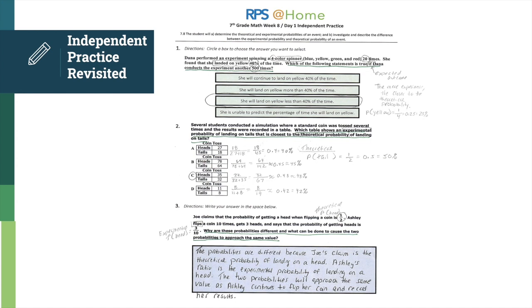And in number 3, we have Joe, who claims that the probability of getting heads when flipping a coin is 1/2, and Ashley flips it 10 times, and her probability is 3/10. What's important about this question is for you to understand and be able to explain that the probabilities are different because one is based on theoretical probability and one is based on experimental. So go ahead and pause the video. I want you to compare this answer key with your independent work, make any adjustments necessary, and annotate your notes as possible. When you're finished, resume the video and we'll continue.